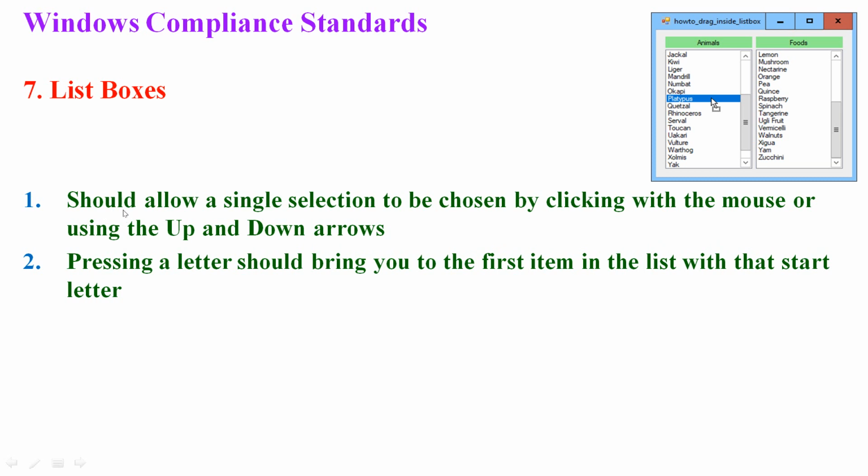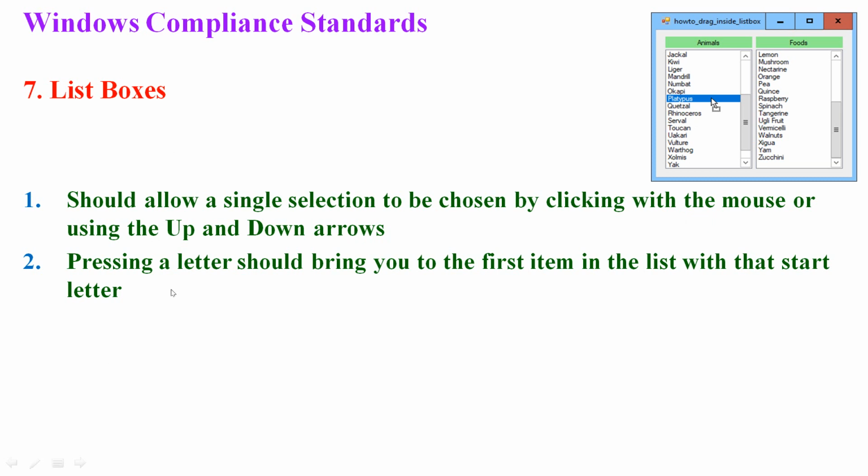List boxes should allow a single selection to be chosen by clicking with the mouse or using the up and down arrows. That means in the list box there will be so many options. The user should be allowed to choose only one selection, a single selection, in this list. You should not be allowed to select multiple options, either by using the mouse or by using the up and down arrows on your keyboard, right?